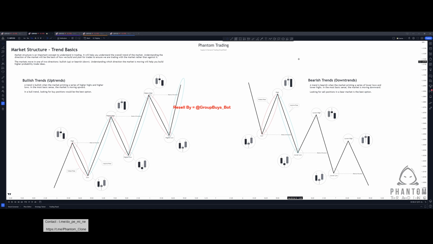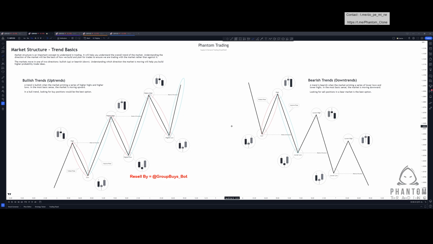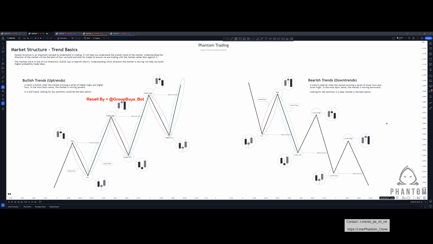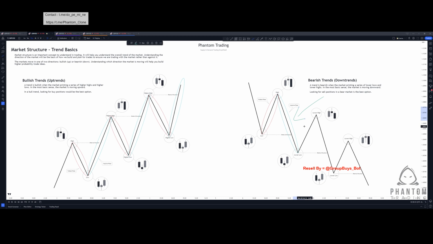Now, what we can do is take it another step and basically reverse everything that I just said in a bullish market and apply it to a bearish market or a downtrend. A trend is bearish when the market is printing a series of lower lows and lower highs in the market. In the most basic sense, the market is moving downwards, and looking for sell positions in the bearish market is the best option. Again, we're going to be looking for taking trades or sells where we can capitalize on these impulsive movements to the downside.